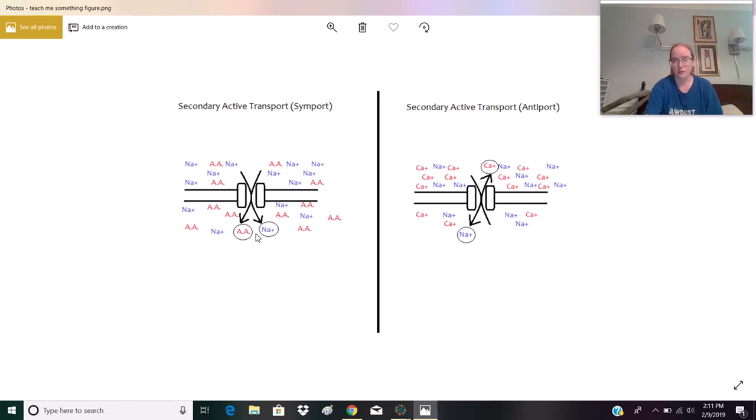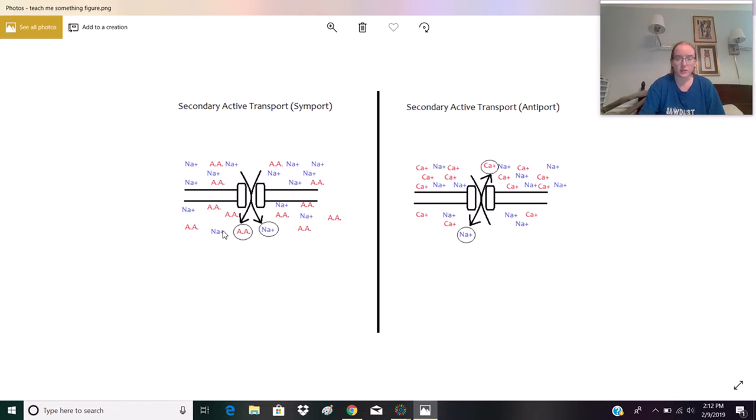Now, the graph from the textbook, which I was unfortunately unable to copy despite my best efforts, shows the correlation between the concentration of sodium ions on the outside of the cell and the transport of organic molecules into the cell. And it clearly shows how, as the sodium concentration increases, the rate of organic molecule transport also increases.